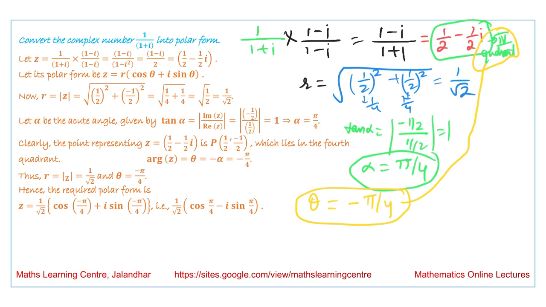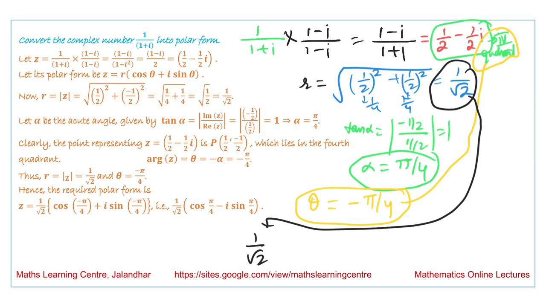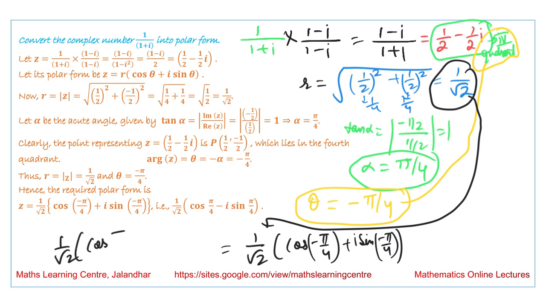So what we obtain is that the polar form of this number will be 1 by root 2, the value of r we have over here, into cos of minus pi by 4 plus iota sine of minus pi by 4. Cos of minus pi by 4 is cos of pi by 4, and this is minus iota sine pi by 4. So this is the polar form of this number.